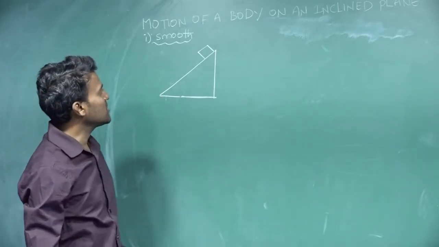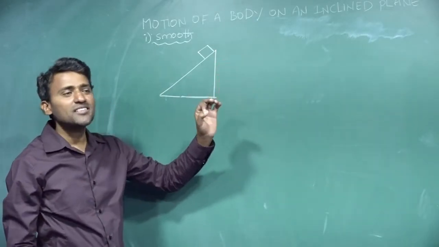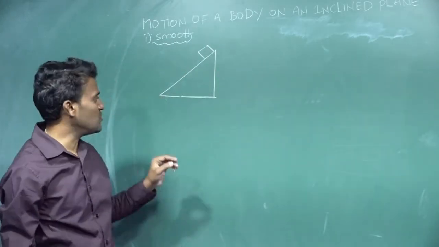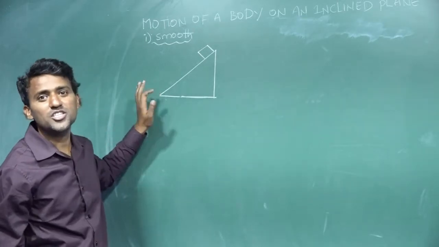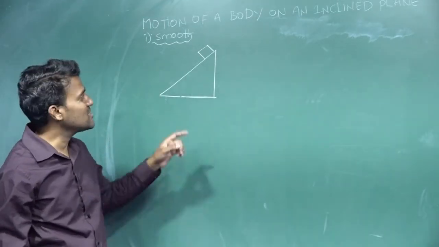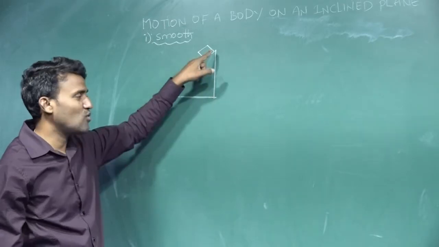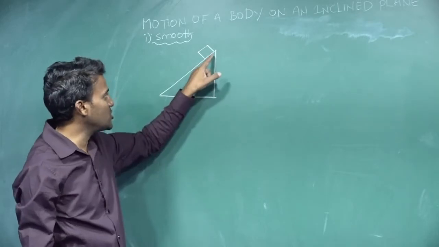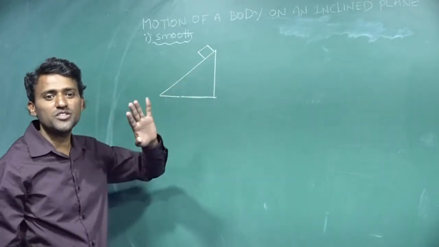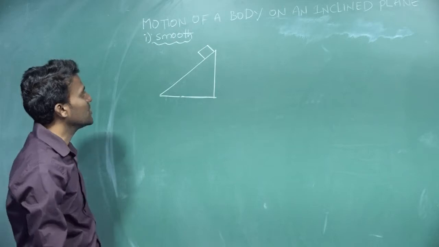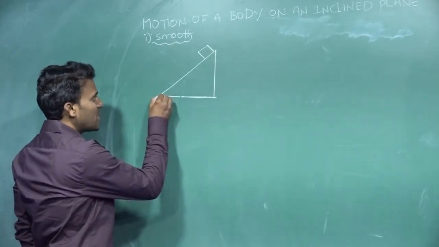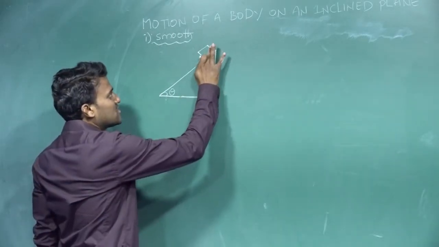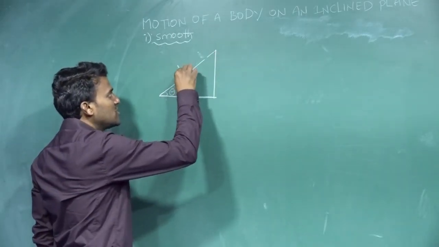In this smooth surface, we are calculating, first, the acceleration of the block. Second, when it reaches the ground, what is the velocity of the block? Third, what is the distance covered on the plane? And fourth, the time taken by the body to reach the ground from the top. So these four quantities we are calculating in this situation. First, this angle is theta. First we have to resolve the forces.